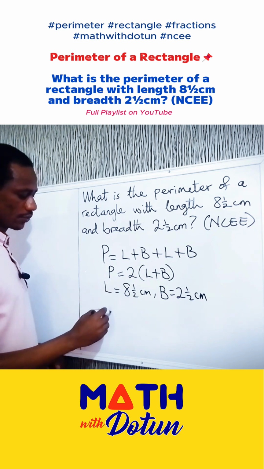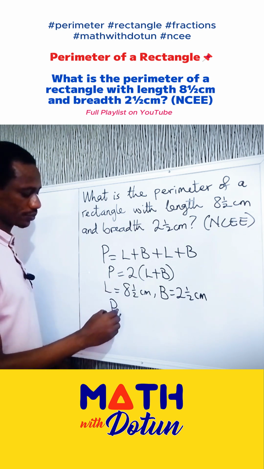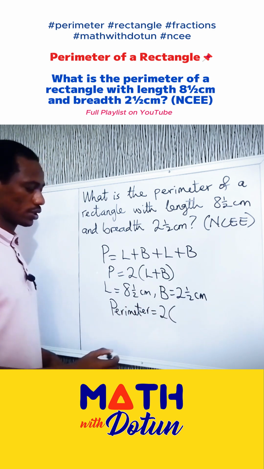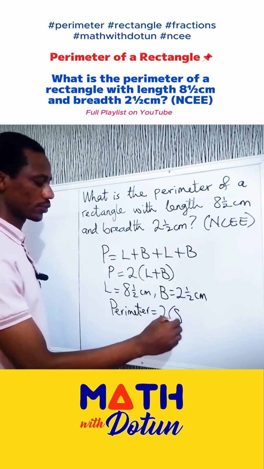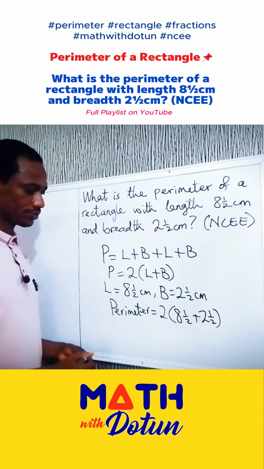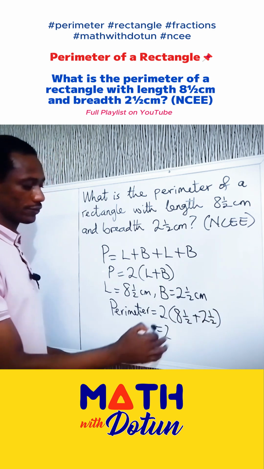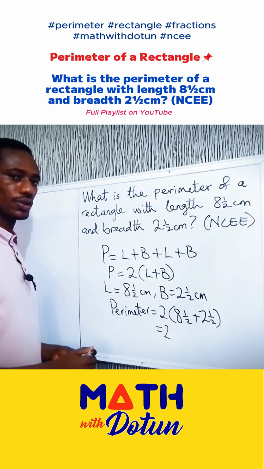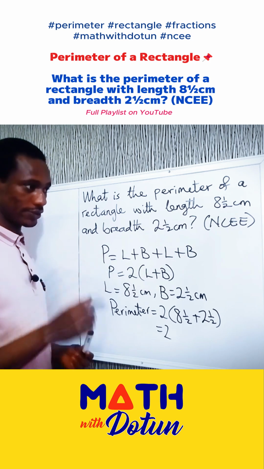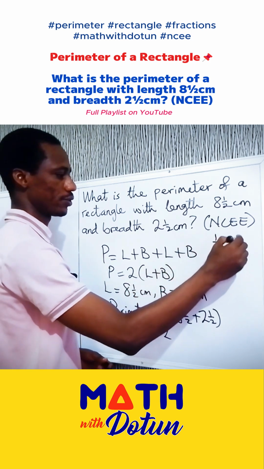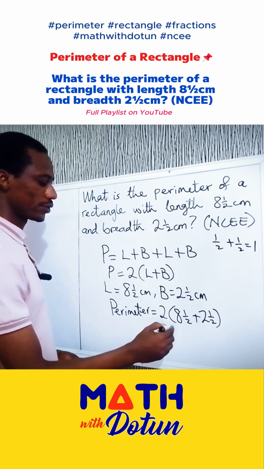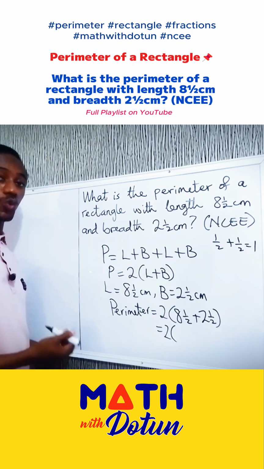Okay, so let's see. We have perimeter. Let me write that in full. Perimeter equals 2 times the sum of the length and the breadth. So look at this. We have 8 plus 2, 10. Half plus half is 1. So 8 plus 2 is 10, half plus half is 1, then 10 plus 1 is 11.